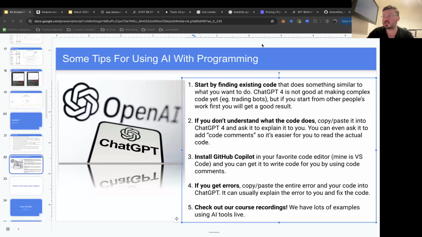So if you guys don't have it installed yet, I strongly suggest you install GitHub Copilot. I think it's like $10 a month or something. You get a free trial for a month, but honestly, it's very much worth the money. Okay, so that's tip number 3.